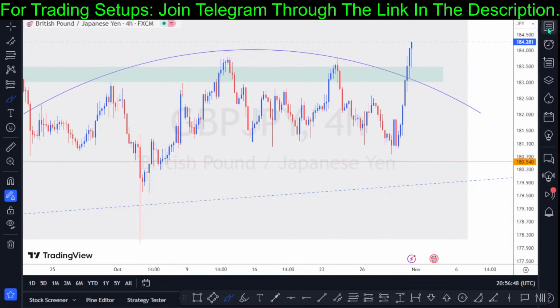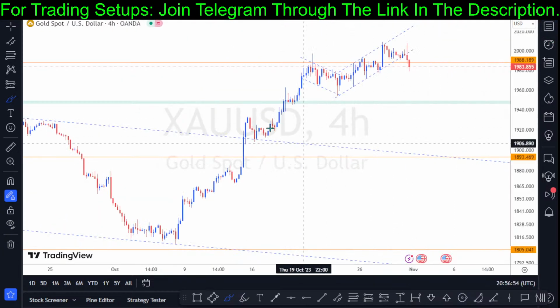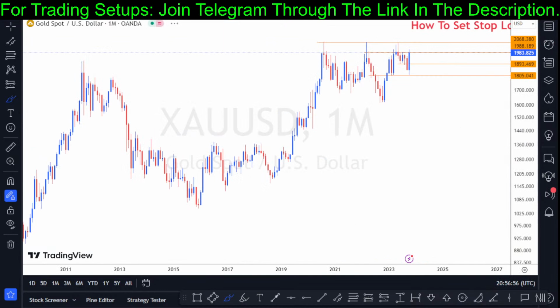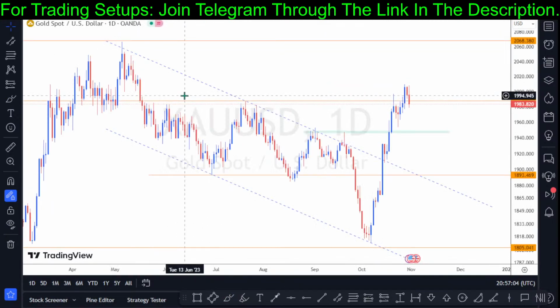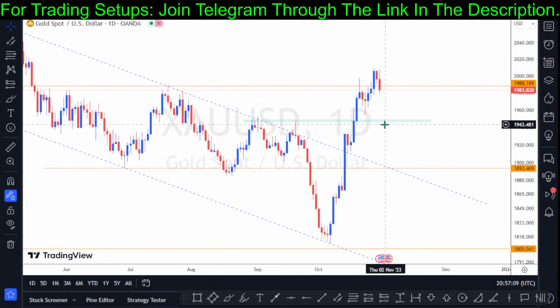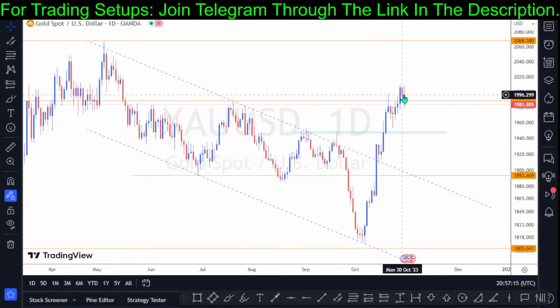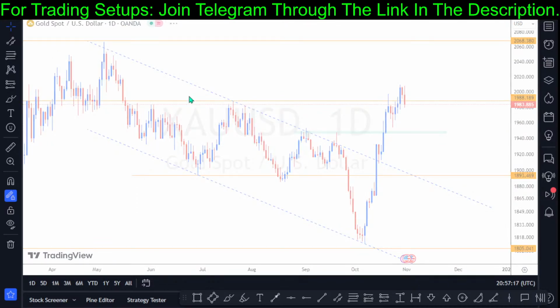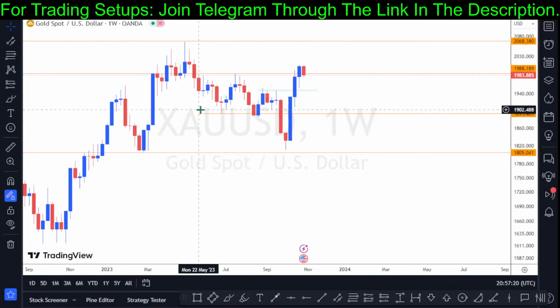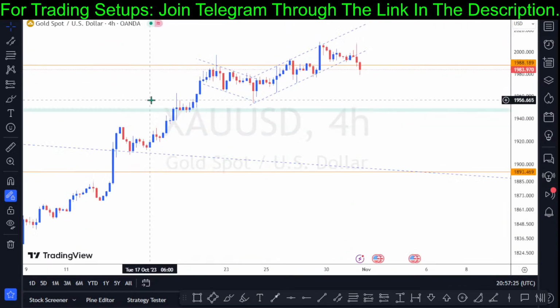Let's check gold. Let's check gold on the day chart. Based on what we have, gold is trying to play a potential bullish trap. For those who want a long entry right there, there's a potential bullish trap on gold. So let's see what we're going to have on the close of price this week.